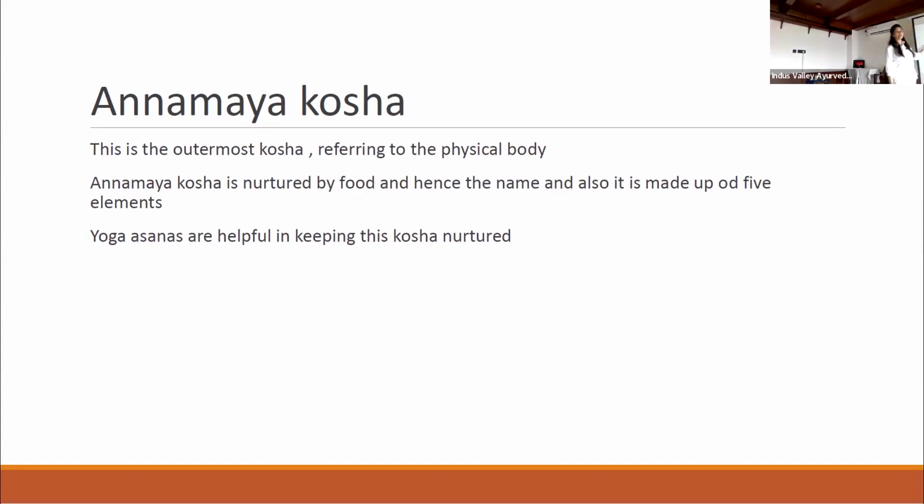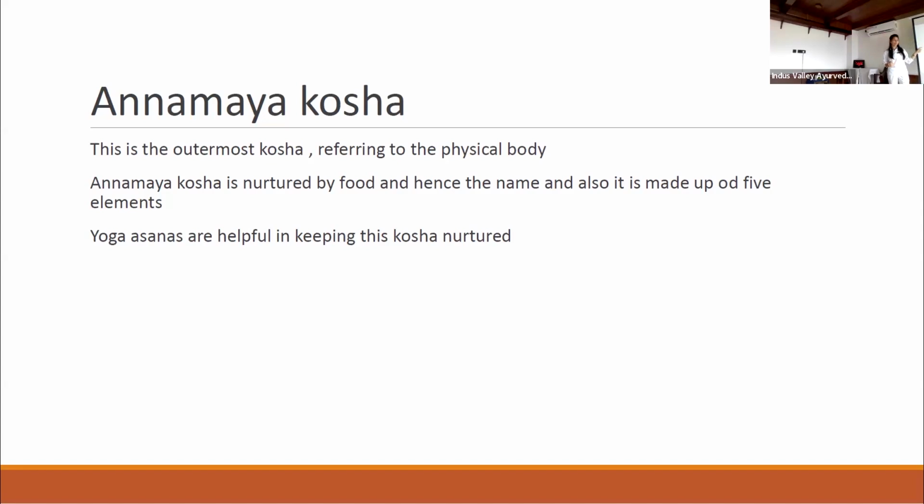So, the first layer is Annamaya. Annam means food. So, the first is the physical body, which we can see. Before yoga, I used to think that I have only a physical body, nothing else. I was not aware of my psychology. I thought everything was included in this physical body. But according to yoga, we have 5 layers.